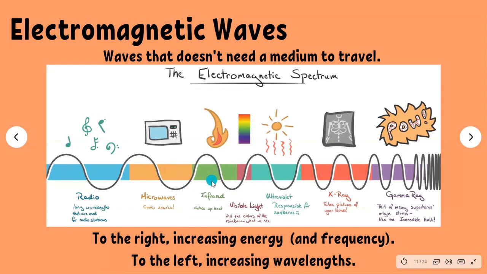And we have infrared. This lets us see different heat signatures. We usually see this in airports. Visible light, of course, we know this. This is what enables us to see. Ultraviolet rays, this can be very harmful, and this is responsible for sunburns. X-rays, this is the kind of wave that lets us see through our bones. And we have gamma rays, which are very energetic and very harmful, but can also be used to treat cancer.